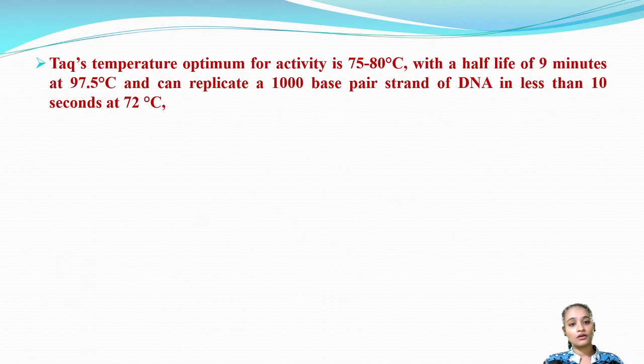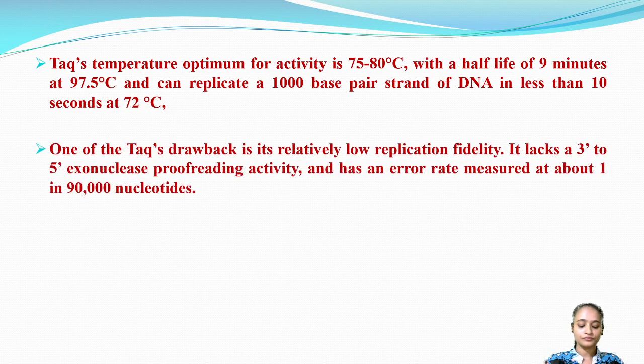Taq's temperature optimum for activity is 75 to 80 degrees Celsius, with a half-life of 9 minutes at 97.5 degrees Celsius, and it can replicate 1,000 base pair strands of DNA in less than 10 seconds at 72 degrees Celsius. One of Taq's drawbacks is its relatively low replication fidelity. It lacks 3' to 5' exonuclease proofreading activity, and it has an error rate measured at about 1 in 90,000 nucleotides. This is one of the main drawbacks of using Taq polymerase.